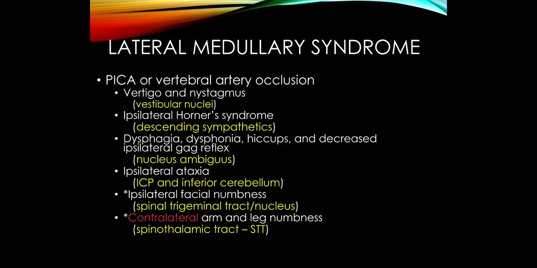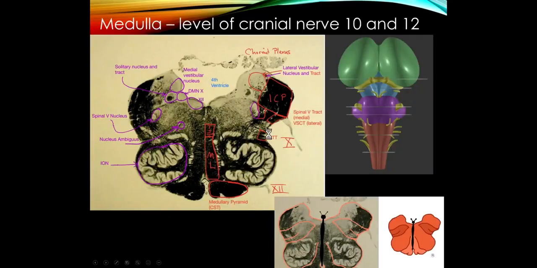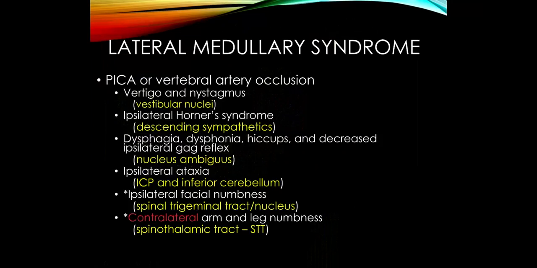First of all, we have the vestibular nuclei, which are involved. Let's just go back here. So the vestibular nuclei are in the lateral medulla. And so a lesion of the vestibular nuclei will cause a patient to have vertigo, and it makes the eyes jiggle back and forth. That's called nystagmus.